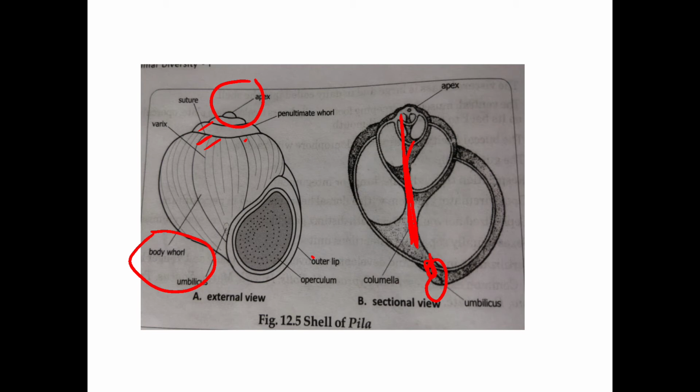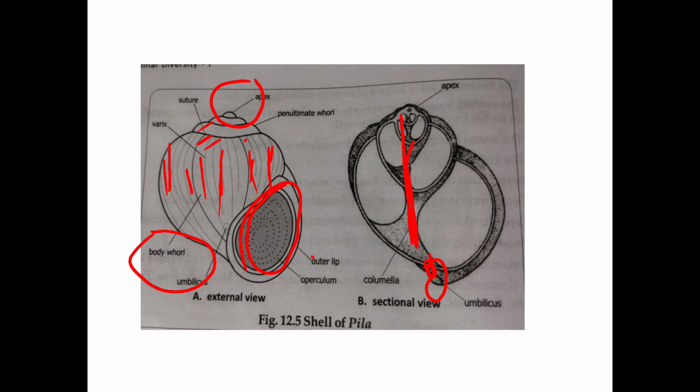There are many lines of growth, called varix, and we can calculate the age using the varix. Next is the mouth. The shell opens out by a wide ventral aperture called the mouth. The boundary of the mouth is called the peristome, with an outer lip and an inner lip.